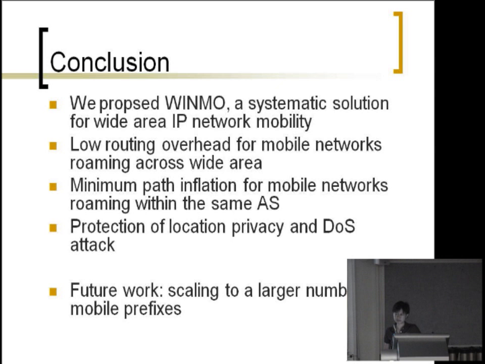So in conclusion, we have proposed this simple idea of how to support IP-level mobility, network mobility, at a global internet scale. And we have a solution which introduces low overhead in terms of the amount of routing updates and the amount of path inflation. So the cost is slightly higher path inflation, but in exchange we get significantly better scaling at the routing level. We also have good location privacy as well as protection against denial of service attacks.